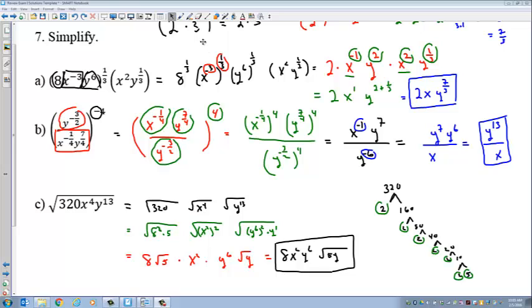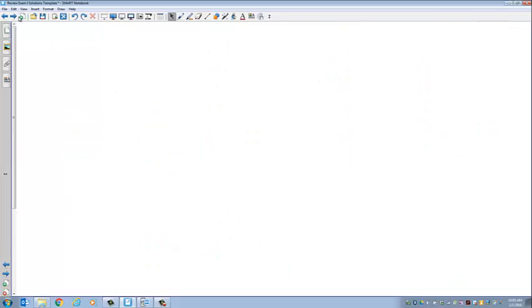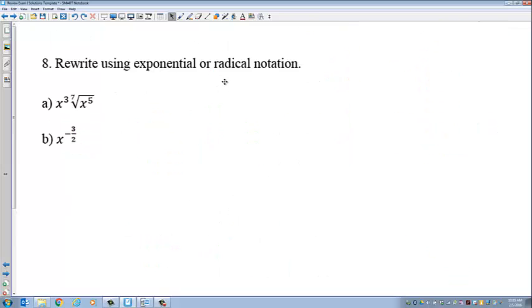Okay, and so we move on. And so down from 7, we move on to number 8. So on number 8, what we need to do is we want to rewrite using exponential or radical notation. So right here, this is in radical notation. We want to write it in exponential. This is in exponential notation. We want to write it in radical. So what we need to remember is that if you have anything to the n over m power, this is going to be equal to the mth root of x to the n.